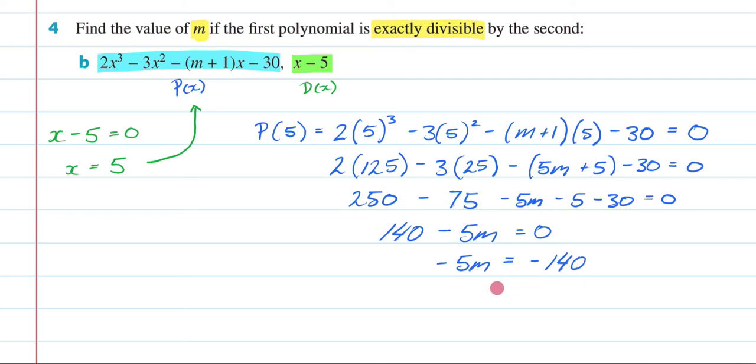I then am going to divide both sides by negative 5. My negatives are going away. So it's just going to be 140 divided by 5. It's going to go in 2 times with 4, 8. It's going to be 28. m equals 28. Just like that, we have our answer.